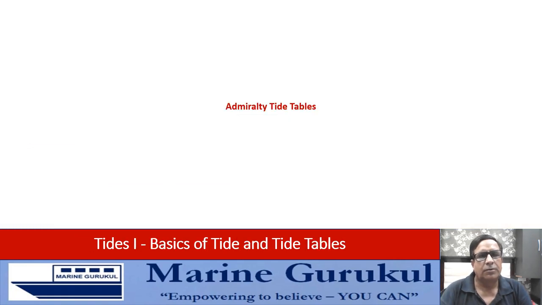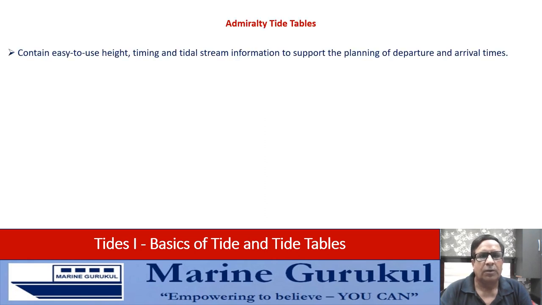Now we come to tide tables. Different countries have their own hydrographic departments publishing their own tide tables. What we shall be discussing are the Admiralty tide tables, as they are the ones that are used in our examination. Now these Admiralty tide tables contain easy to use height, timing and tidal stream information to support the planning of departure and arrival times.